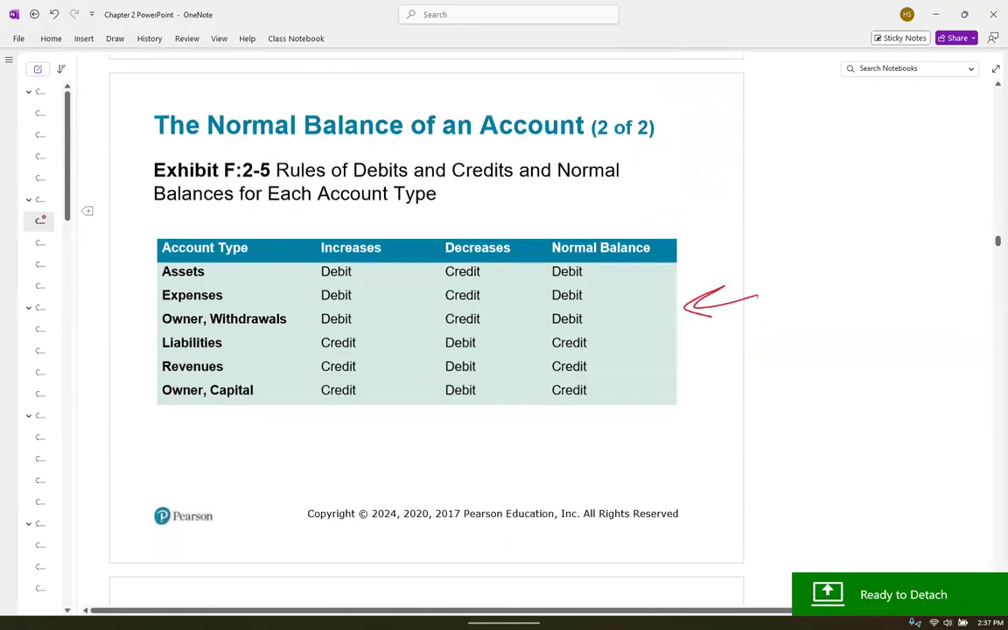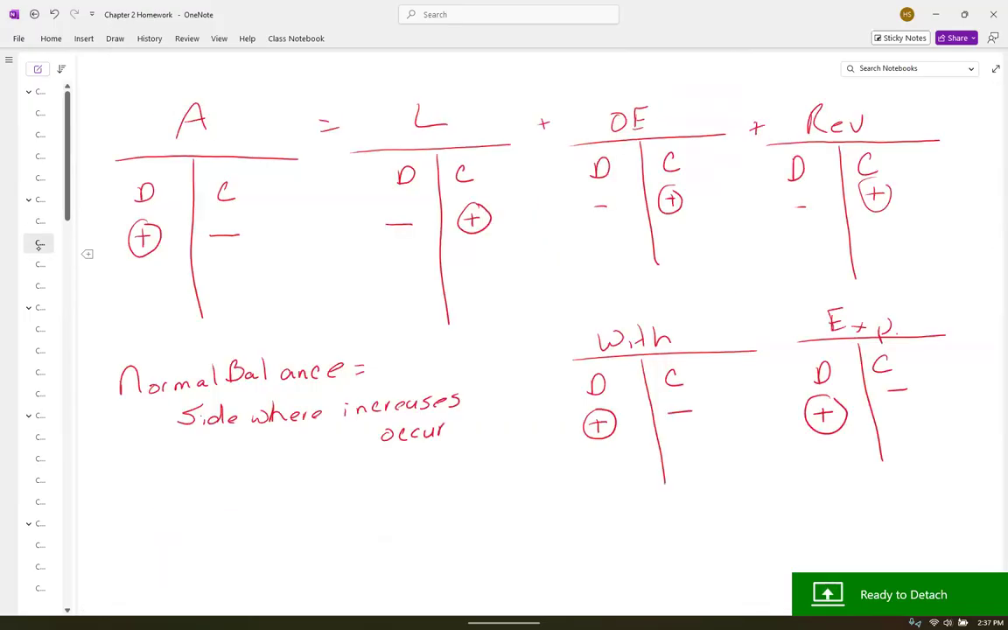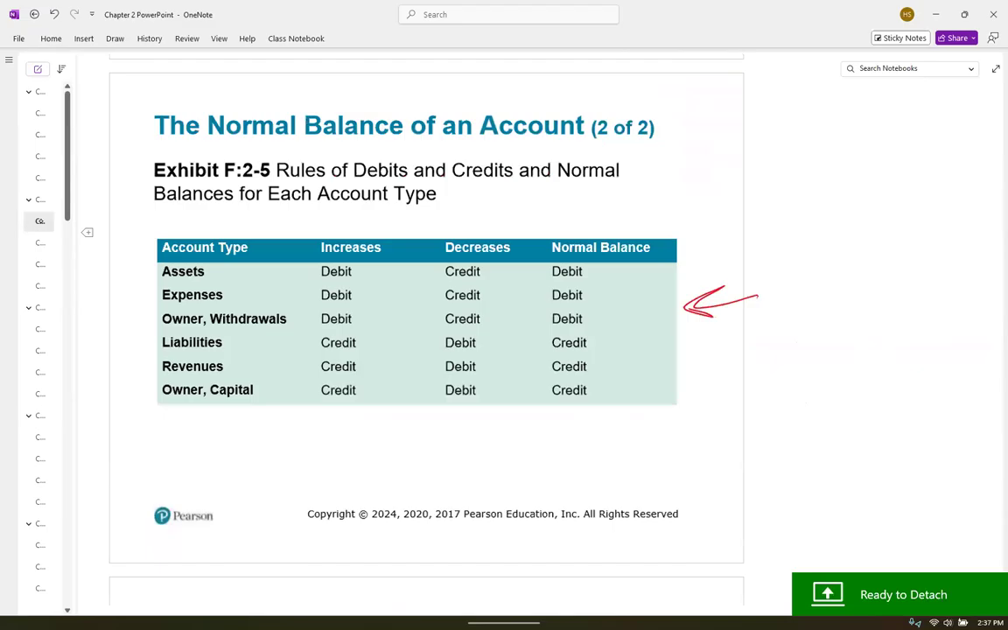Everything that is in this is what I wrote out over here. Okay, it's the exact same things. If this helps you memorize it better, then that's fine with me. I don't care, but you have to understand how those debit and credit rules work.